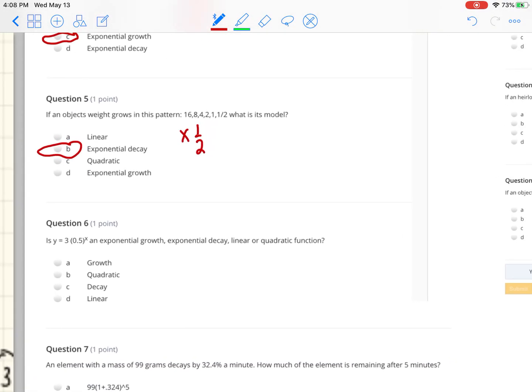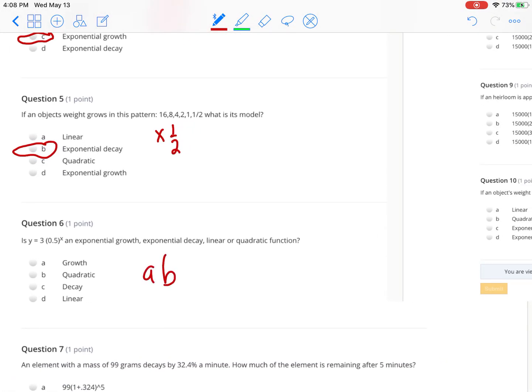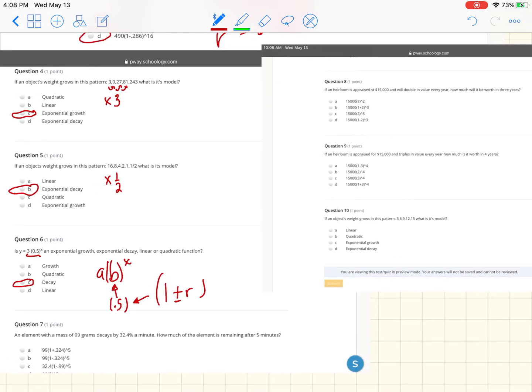All right, this one, a b to the x, looks like it's the model here. And again, this number now is a 0.5. So that looks like you had to subtract or you had to add, right? From 100. So it looks like you had to subtract for that one. So that one would have been decay. The 99 grams, decaying by 32 point, which means 0.234 for 5 minutes. Looks like it would be B in my situation there.